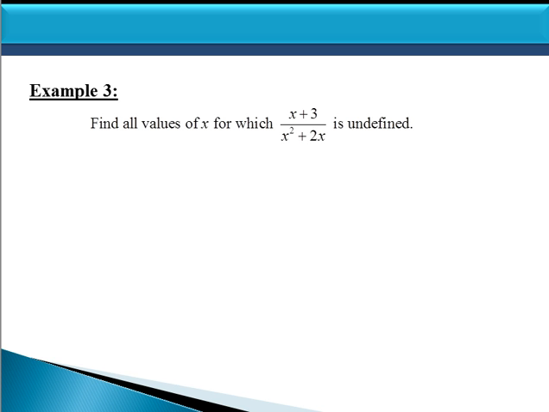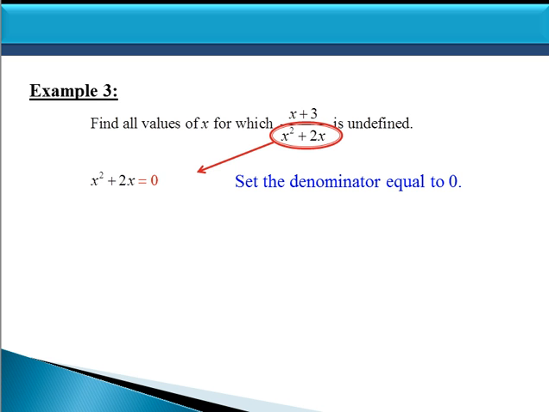Let's look at one more. Here we want to find the values of x for which the expression x plus 3 divided by x squared plus 2x is undefined. So think about what that first step is going to be. Yes, we want to set that denominator equal to 0, because anything that will make the denominator equal to 0 will make the rational expression undefined. So we set the denominator equal to 0. And then we need to solve this equation.